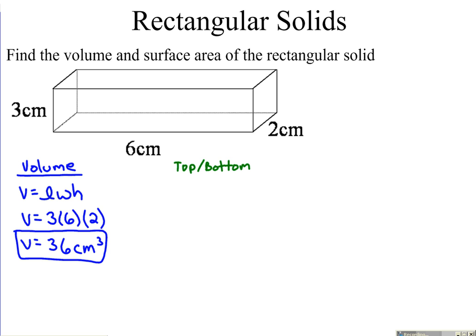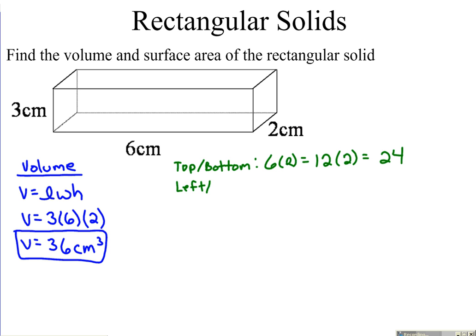So the top and the bottom is 6 by 2. That's how I find the area of that, which is 12. But remember, there are two of those. There's a top side and a bottom side, so the total area of those two is 24.